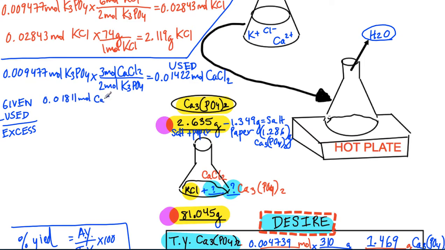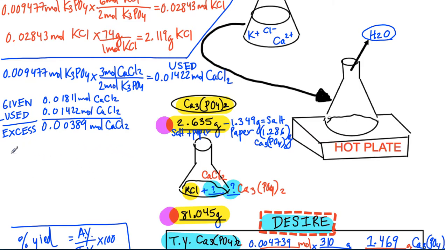Moles of the calcium chloride. And I used 0.01422 moles of my calcium chloride. When I do a quick little subtraction here, I just do 0.01811 minus 0.01422, and I get 0.00389 moles of calcium chloride.